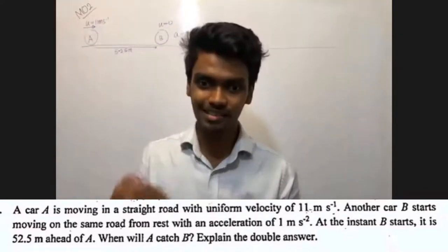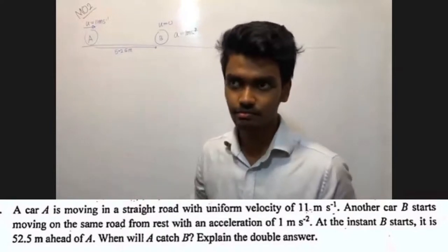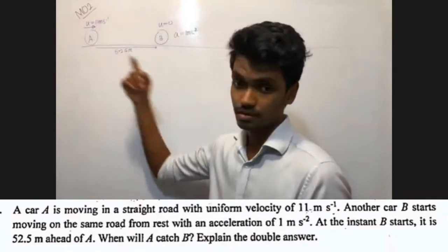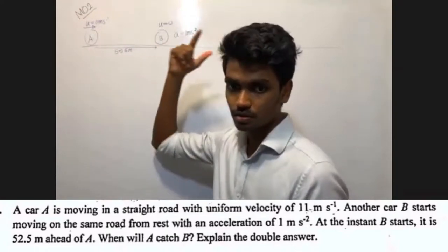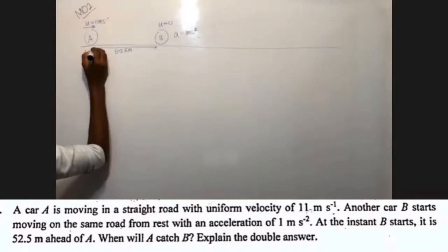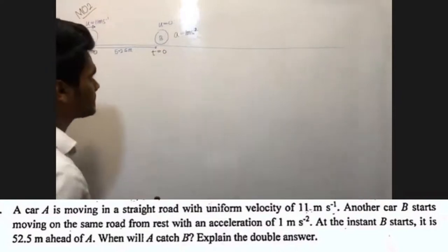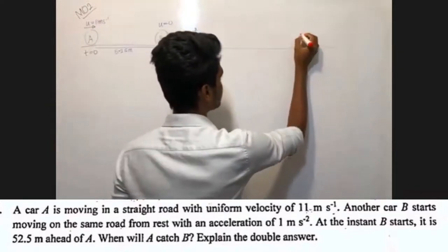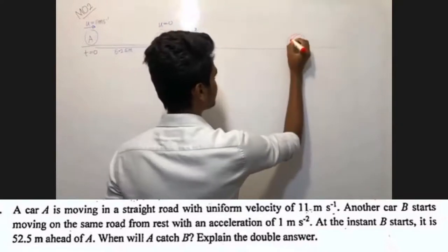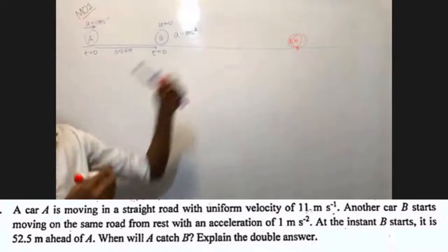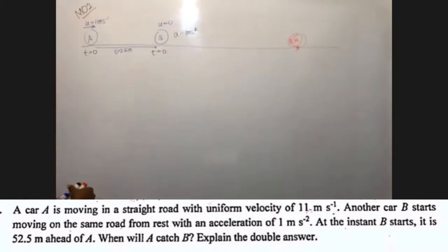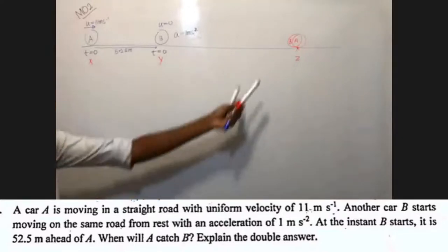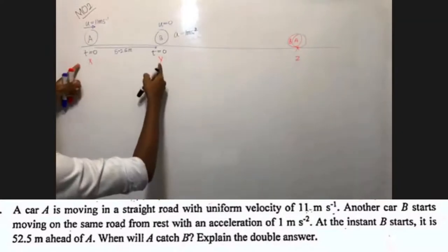I do not have to explain the whole scenario once again because I have done one question. It is a similar pattern, true, but I need you to understand the double nature. This is 5.25 behind. Both start at, let's assume, t equal 0. So let's assume A will overtake B at a point somewhere like this. Let's mark these points as X, Y and Z. Overtaking occurs at Z.